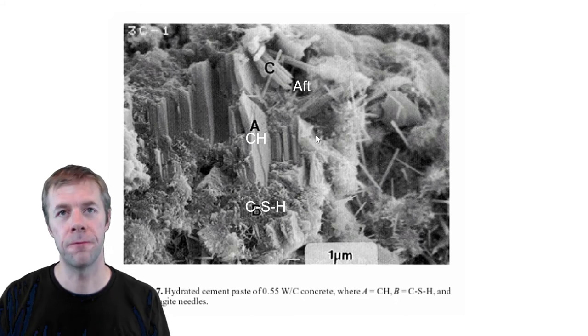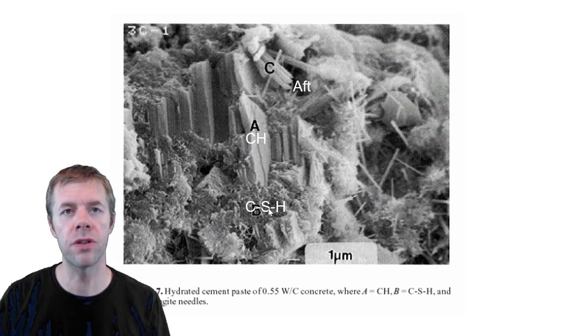Here's another cross-section. You can see the AFT needles, the ettringite needles. Here's a cleave of calcium hydroxide here on a fractured surface. And this is calcium silicate hydrate. Again, this little hairy-looking, corally-looking stuff all the way around, all over the place. Here, up here. Awesome, right?